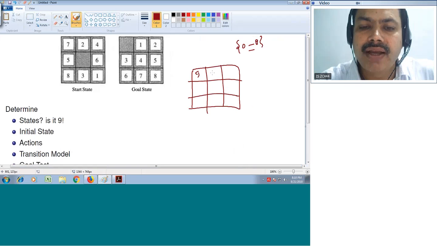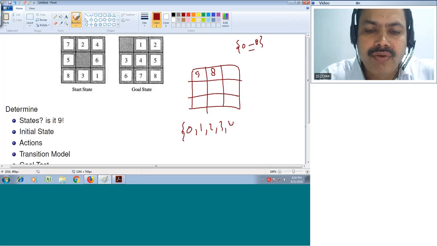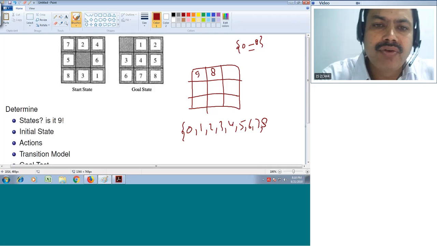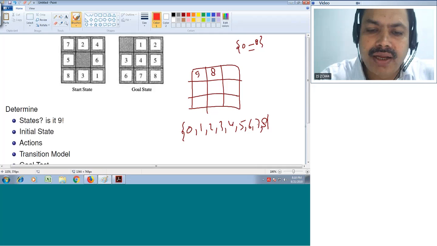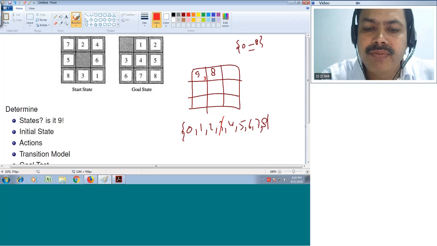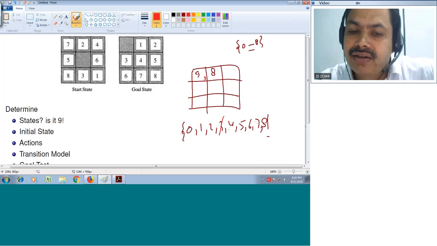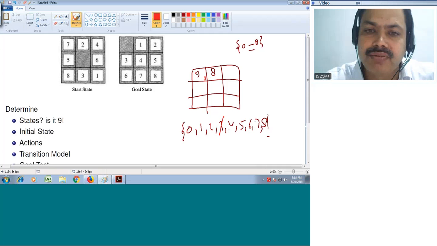But how many numbers can I place over here? 8, because one number has already been placed, so I don't have any choice. Let's assume that I write 0, 1, 2, 3, 4, 5, 6, 7, 8, and I choose one of them. Let's assume that I have chosen 3. I can put 3 over here. There were 9 choices that I could take, but I have chosen 3. That is fine. That is up to me.